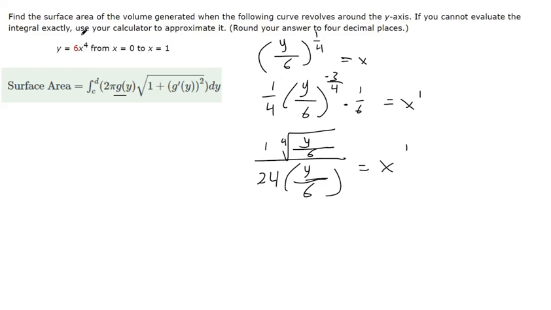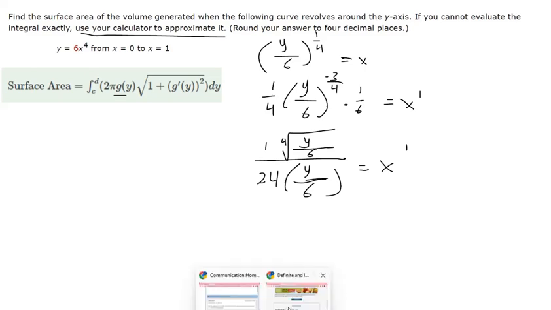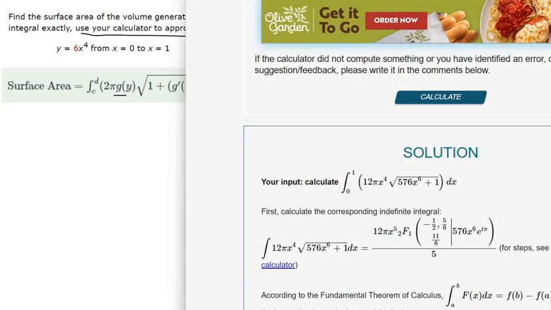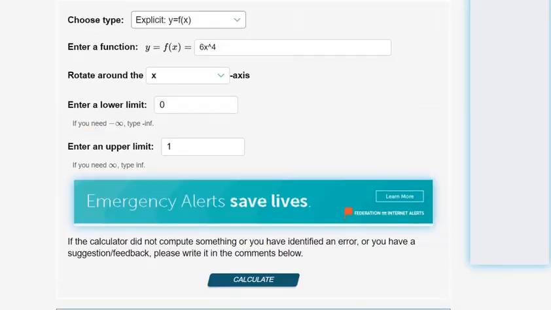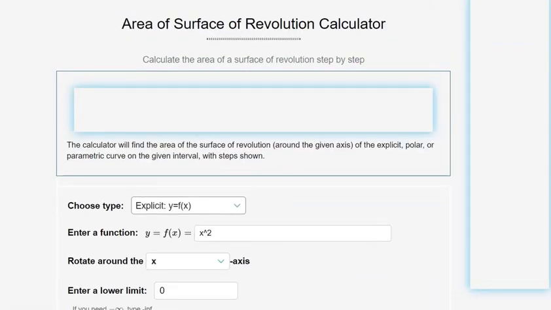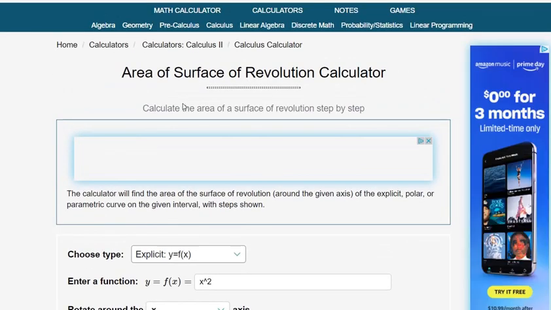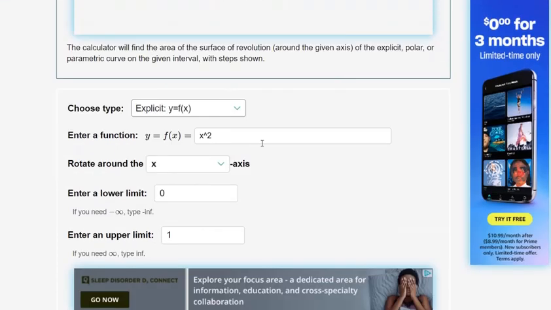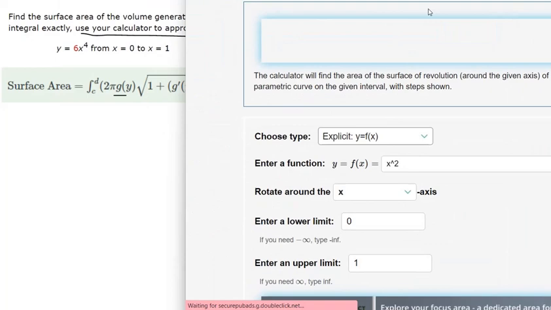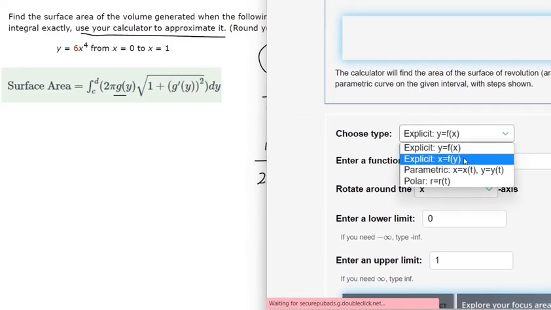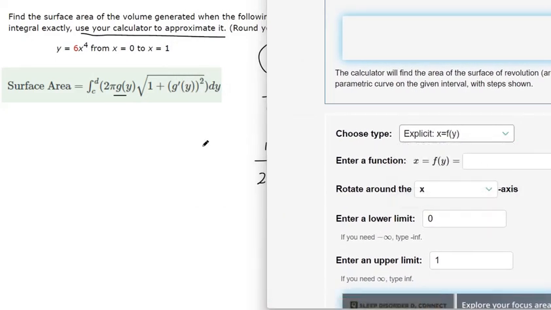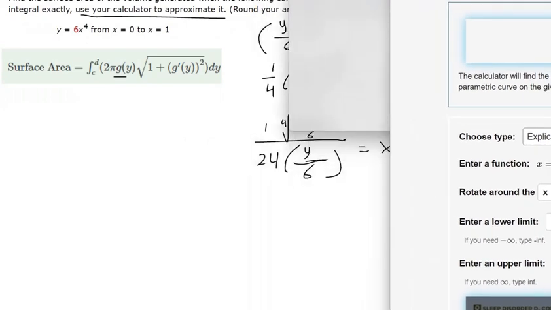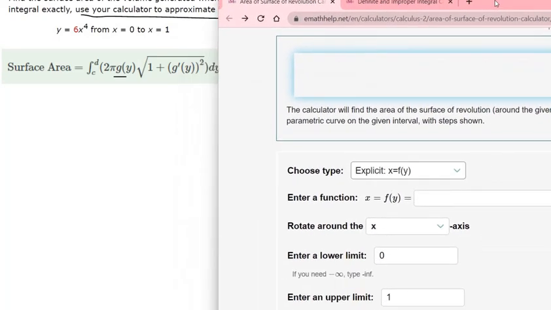But they're saying use your calculator to approximate it. For this question, you can go ahead and use online technology. So I've had this website pulled up. I just Google searched. What did I type in? It doesn't show up. I typed in surface area calculator calculus. And this one just lets you replace. We want this to be a function of y. And our function that we got when we rewrote was y over 6 to the 1/4.